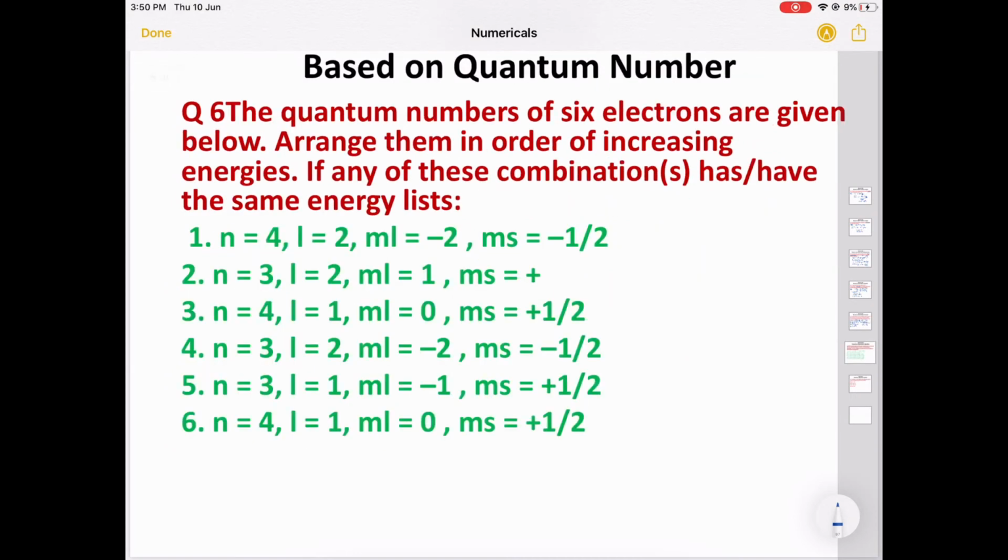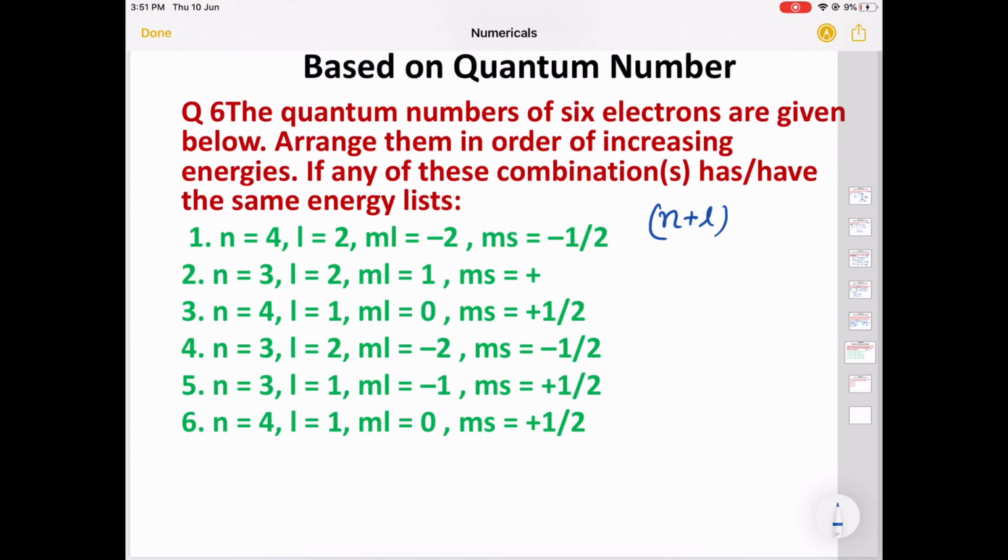Next question is based on quantum number. The quantum numbers of 6 electrons are given below. Arrange them in order of increasing energies. If any of these combinations have the same energy, list them. So first we should know how to find the energy. Energy of orbital is determined by n plus l value. Lower the value of n plus l, lesser is the energy of that orbital.